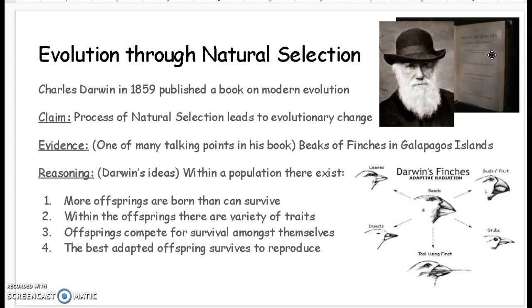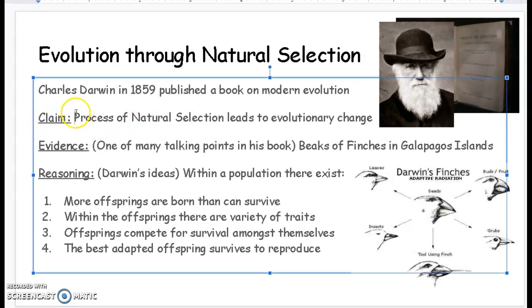And so, just like what you did in your CERs, Darwin had a claim. He claimed that his idea of natural selection has led to evolutionary change within a species. The evidence he used, there is a lot of evidence. One example I'm going to pull out is, some of you might have heard of the beaks of finches in the Galapagos Islands. I believe you have done a little activity back in 6th grade where you use tools and try to grab as many seeds as you can. That is the beaks of finches.